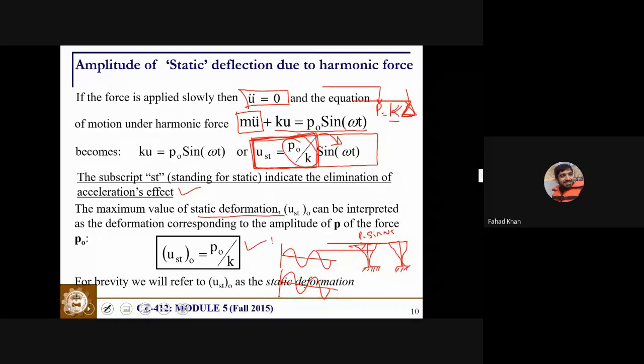So if this is our P of t, then this will be our u of t. And if you look at this, whenever there is a peak in the force, there is a peak in the displacement as well. And when there is a negative force, there is going to be a negative displacement. So this is a static kind of displacement, and the maximum possible displacement is going to be equal to P naught divided by K, since sine omega t takes a value between 1 and minus 1.